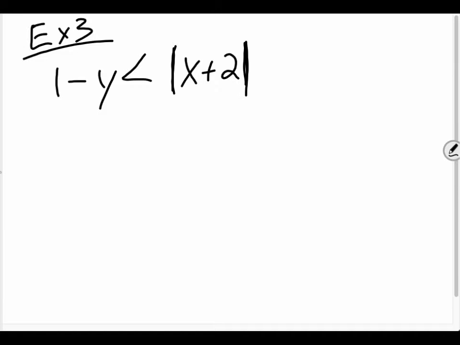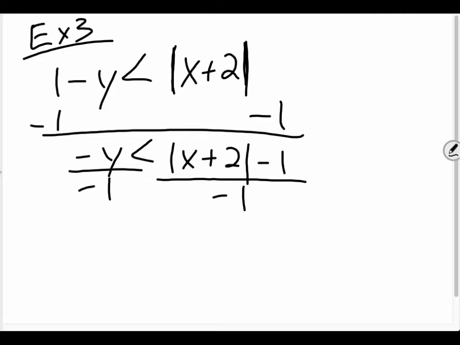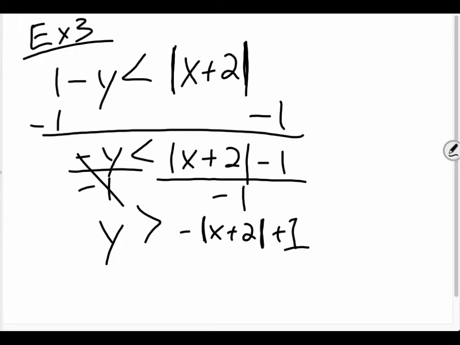Now, I'm going to subtract 1 from both sides. That gives me negative y is less than the absolute value of x plus 2 minus 1. I don't like that negative y, so I'm going to divide everything by negative 1. Another way you could do that is multiply it by negative 1, so I get y is going to be negative the absolute value of x plus 2 plus 1. Now, because I multiplied or divided by a negative number, I have to flip the inequality symbol. Is that right? Yep.